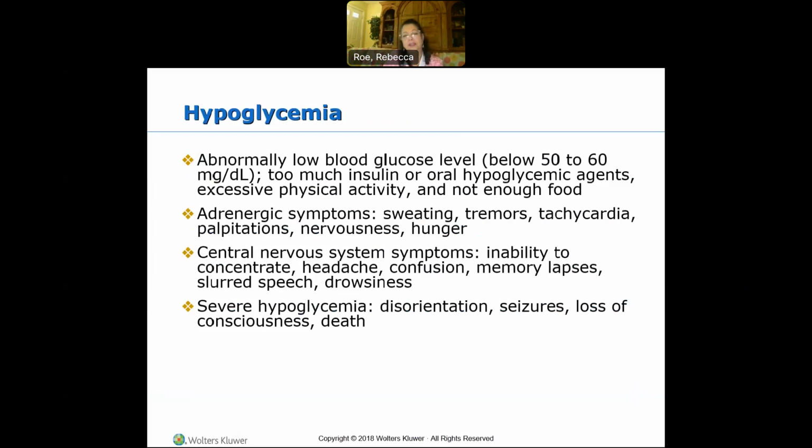But this is part of not having enough blood sugar, not having enough energy. Severe hypoglycemia can lead to disorientation, seizures, loss of consciousness, and death. So there has always got to be some semblance of balance when it comes to blood sugar and your electrolytes.